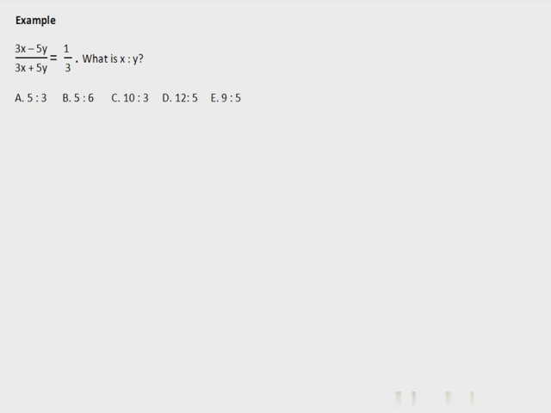3x minus 5y upon 3x plus 5y is equal to 1 over 3. What is the ratio of x to y? Or what is x divided by y? 3x minus 5y over 3x plus 5y is equal to 1 is to 3. So since I have x and y both in the numerator and denominator, I want to get rid of y in the numerator and x in the denominator. Let me try componendo dividendo.